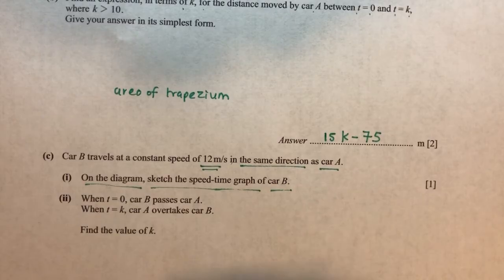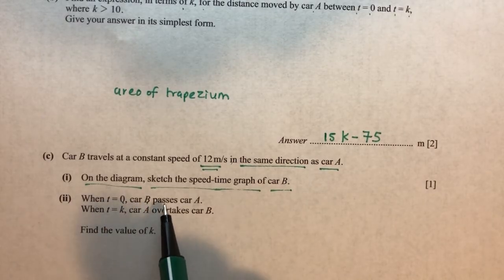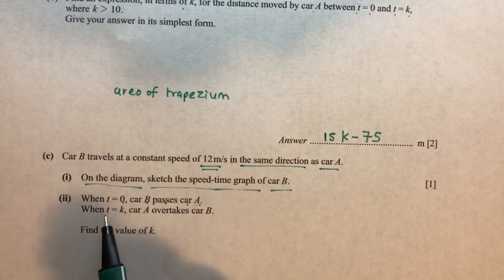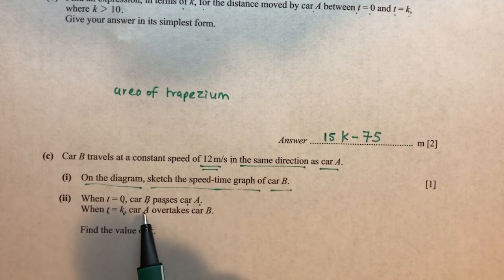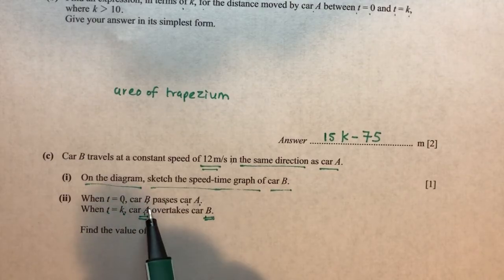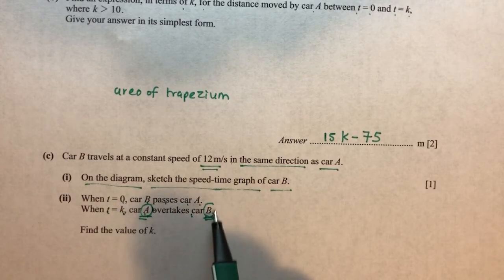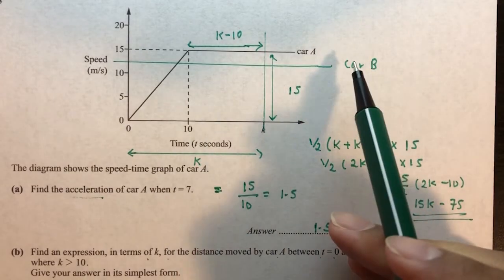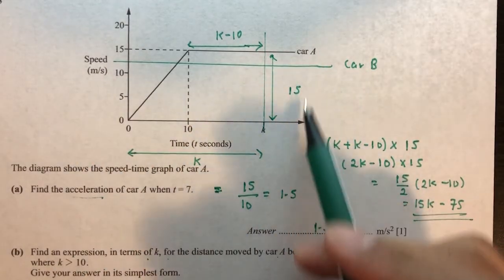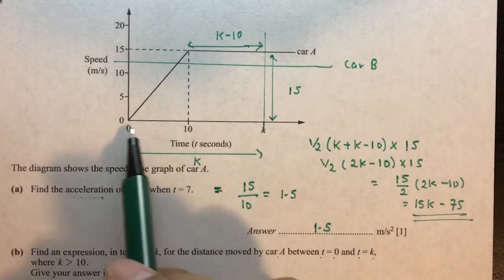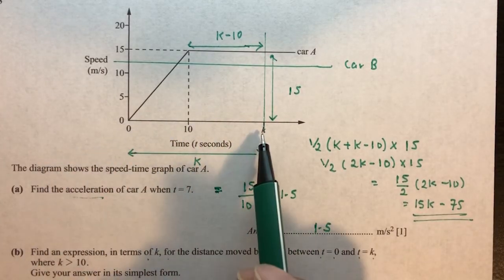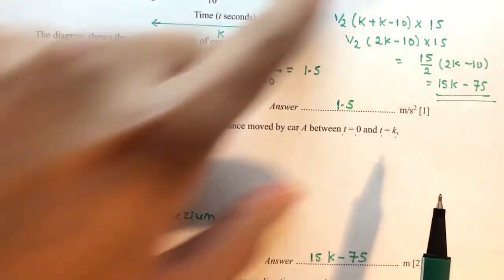So now moving on to part 2. At t equal to 0, car B passes car A. That's okay. At t equal to k, car A overtakes car B, which means that the distance traveled by car A is equal to the distance traveled by car B at time equal to k. So at time equal to k, what is the distance traveled by car B? The height is 12 and the time will be k. So the area under the graph for car B will be 12 times k.